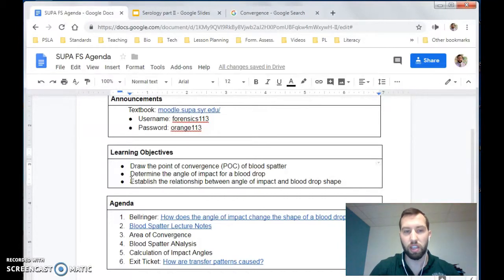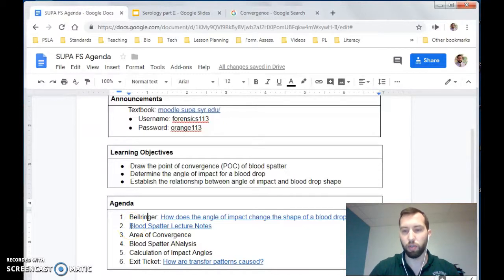So just to review the learning objectives for today, there's two new ones. The first is we're going to draw the point of convergence, or POC, of blood spatter. And then the second one is we're going to determine the angle of impact from that blood drop. The third one is a review from yesterday, which is looking at the relationship between the angle of impact and the blood drop shape.